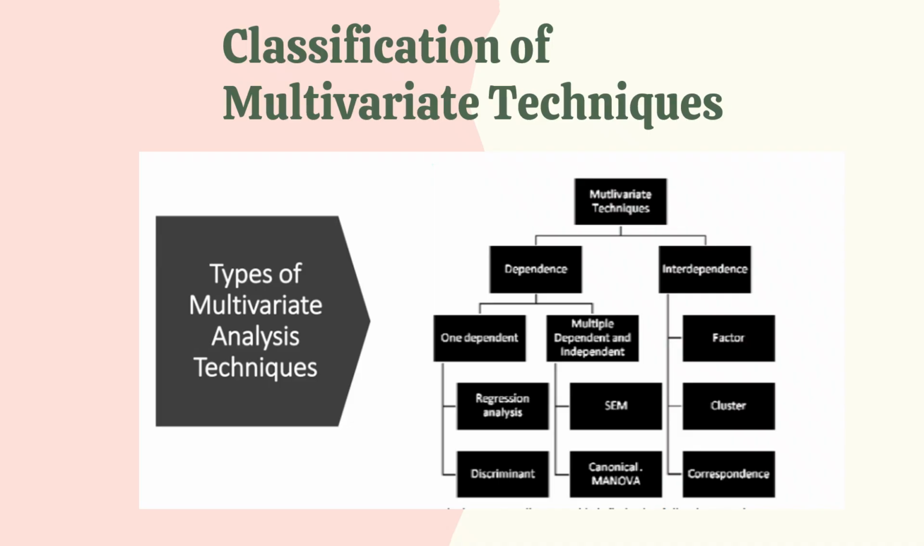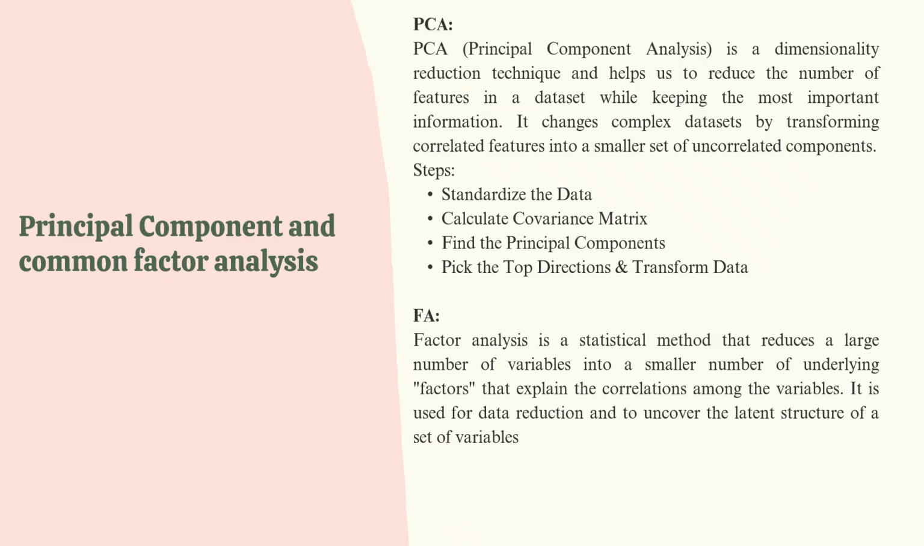So these are the classification of multivariate techniques. Principal component analysis, or PCA, is a dimensionality reduction technique. It helps us reduce the number of variables in a data set while keeping most of the important information. PCA identifies directions called principal components that capture the maximum variance in the data. It's widely used in fields like image recognition and data compression.